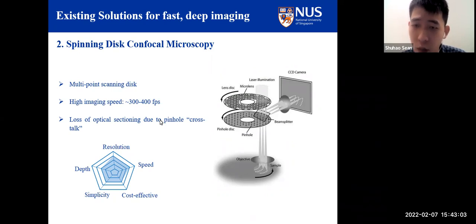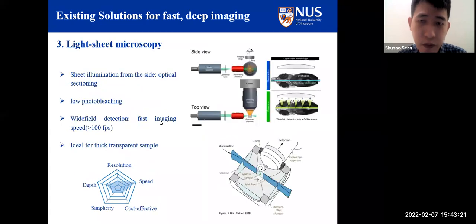However, the optical sectioning is also no better than the normal confocal microscope because there's a phenomenon called pinhole crosstalk, which means that some of the fluorescent emission from outer focal planes can return through the wrong pinhole and contribute to the image background and noise.